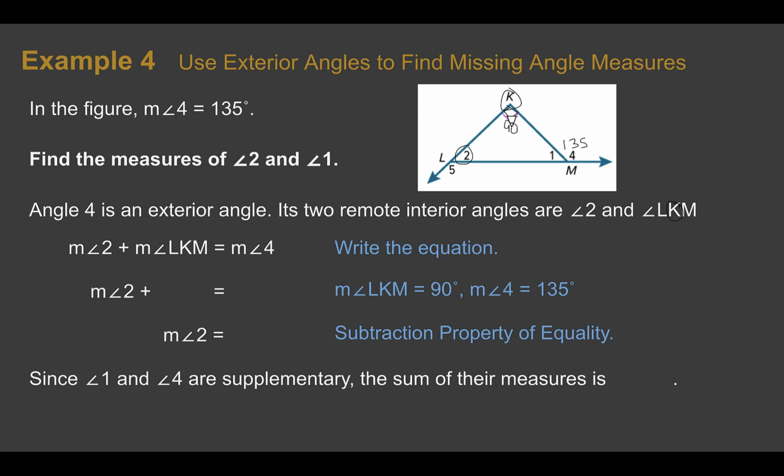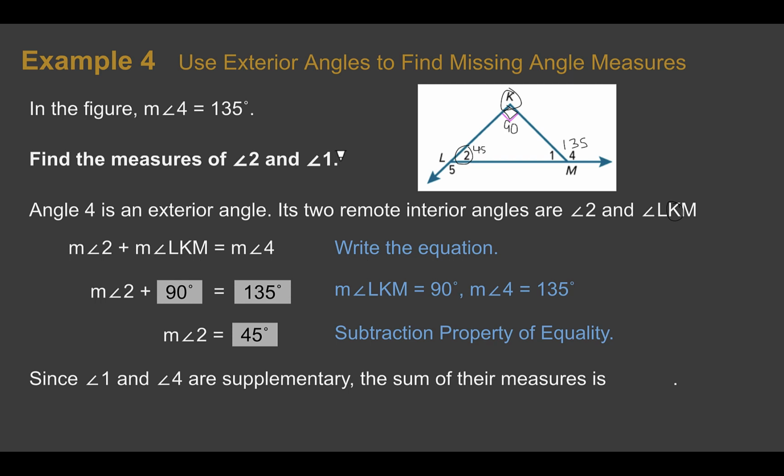So I know that these two together equal that exterior. So measure of angle 2 and the measure of LKM is equal to that. LKM is 90. Measure of angle 4 is 135. Now to solve for angle 2, I would just subtract. Angle 2 must be 45 degrees.